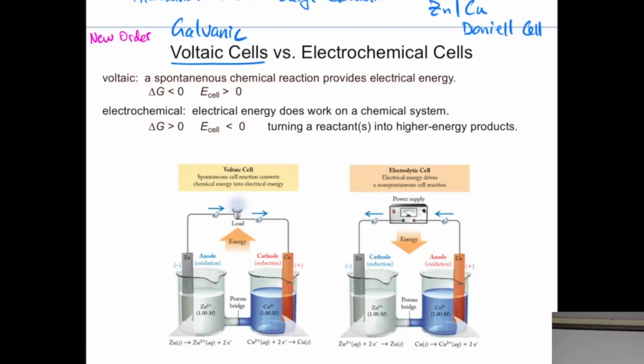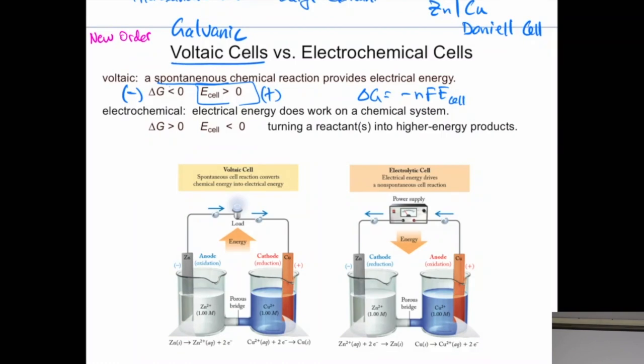It's basically running in the spontaneous direction, which means that the E of the cell is going to be a positive value, and delta G, if we plug that into delta G equals minus nFE of the cell, would be a negative number because we associate negative delta G with spontaneity. And if it's non-spontaneous, everything's in reverse. So technically, an electrolytic cell is where we get it to run in reverse, but to do that we need to supply some energy.